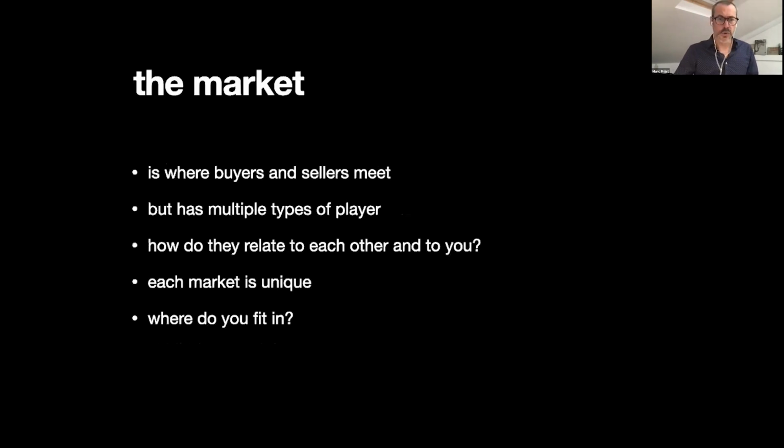Let's start with the market. The market is obviously where buyers and sellers meet, but it's not only about these two players, right? It has a lot of types of players, and every market is kind of different. And it's really important to understand how each type of player relates to each other, how they relate to you.